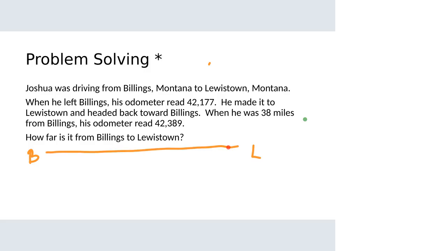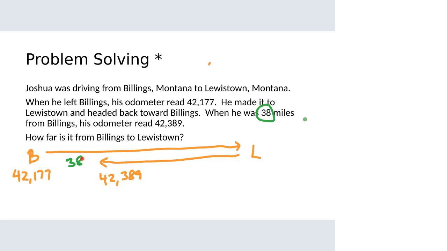And when he drives from Billings to Lewistown, his odometer says 42,177. So when he started out, that's what his odometer said. He made it to Lewistown, and then he's going to turn around and head back to Billings. But he's not going to make it all the way there when he looks at the odometer. He looks at the odometer, and he's not quite back yet, and it says 42,389. He hasn't made it all the way back to Billings yet. He still has 38 miles to go. So he has 38 more miles left to get to Billings.